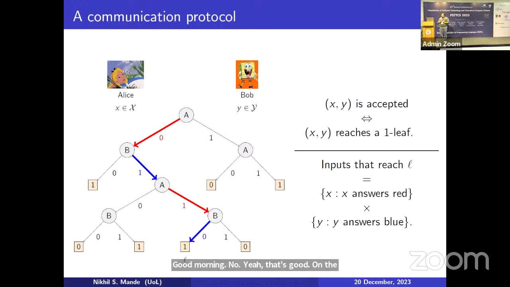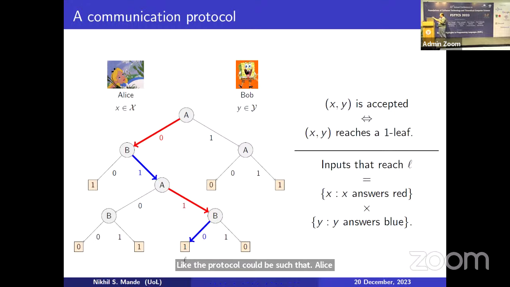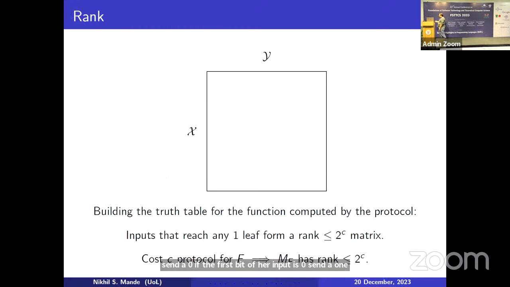No, the bits, like this red edge, is taken by Alice for a particular set of x's. Like the protocol could be such that Alice could send a zero if the first bit of her input is zero, send a one otherwise. It could be an arbitrary setting. We can talk offline if it's okay, good.